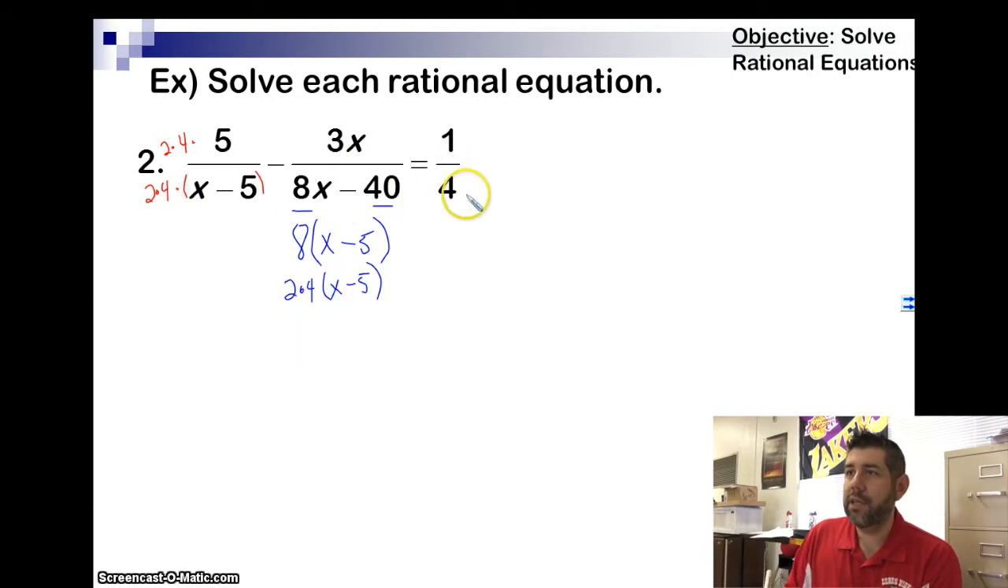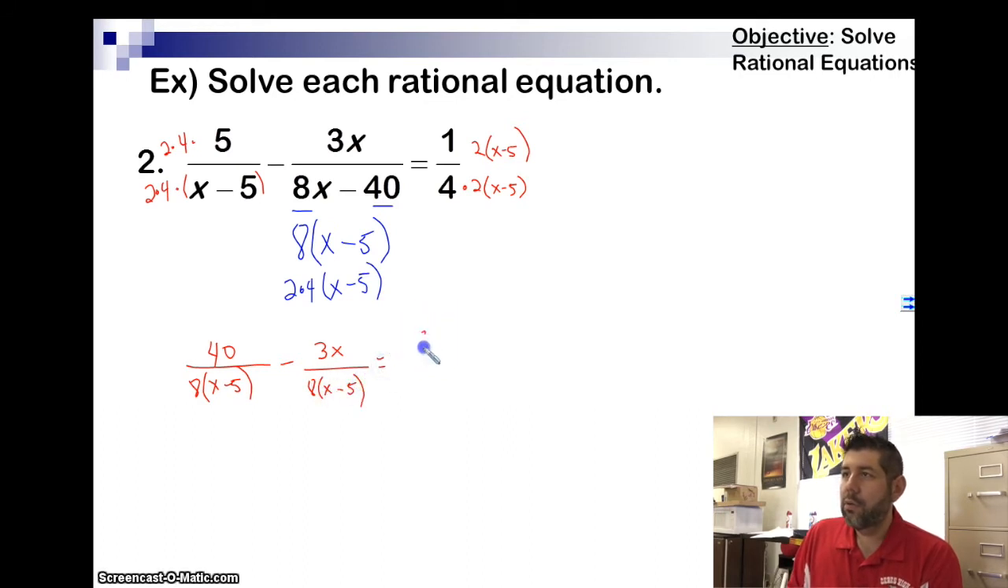All right, this has everything. And then I need a 2 and an x minus 5 over here. Okay, so watch what happens. I'm going to have 8 times 5, which is 40, over 8 times x minus 5, minus 3x over 8 times x minus 5, equals 2, we're going to say 2x minus 10, because we're going to multiply that in, over 8 times x minus 5.